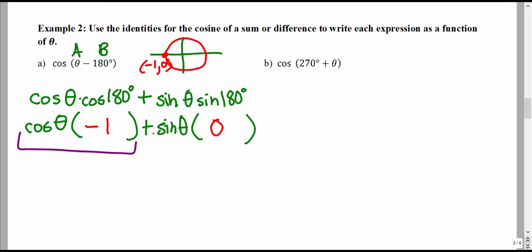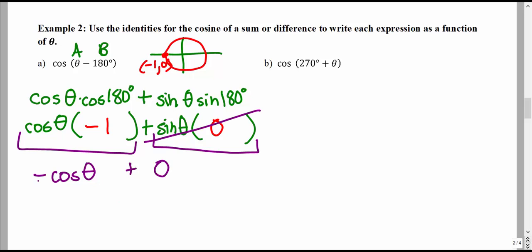So we're going to multiply, and then we're going to add. Cosine theta times negative 1 would be negative 1 times cosine theta, or just negative cosine theta, plus, well, 0 times anything is 0, so this whole expression becomes 0. So now we add negative cosine theta plus 0, which of course is negative cosine theta.